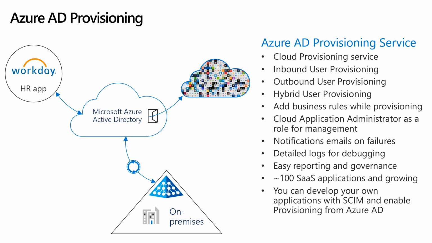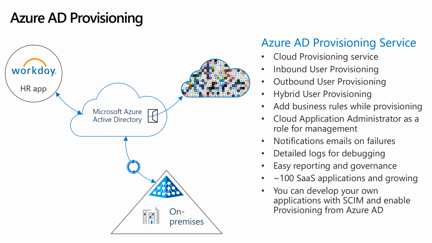Azure Active Directory also provides a notification email address for failures, so you can configure a distribution list there and get notifications from Azure Active Directory for all the failures happening on the provisioning side. Azure Active Directory also provides detailed logs for debugging. So if you're setting up the application and getting errors, you can go into the details and debug it pretty easily. There are also reporting, governance and compliance capabilities available.